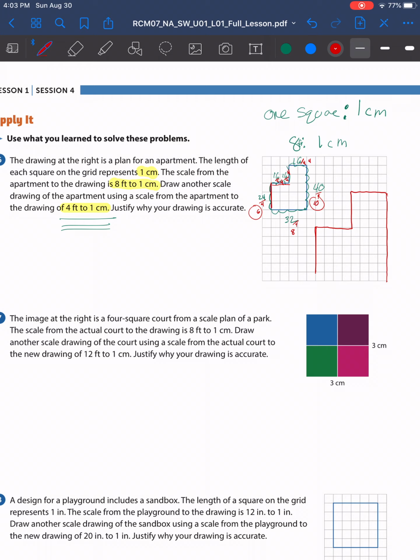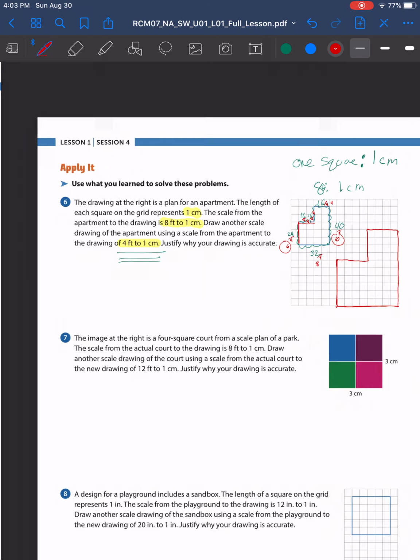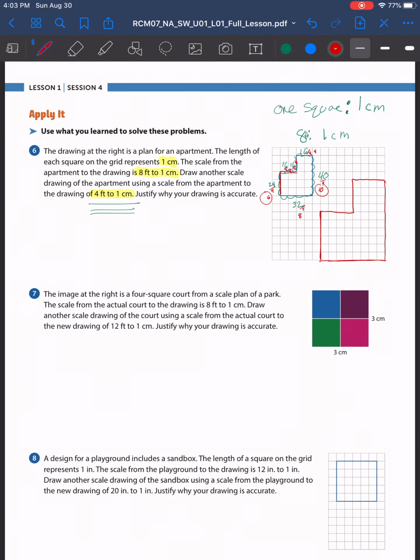Let's try that again. This should be 6. 1, 2, 3, 4, 5, 6. Ooh, I'm glad that I caught that. I missed one right there. And then this should be 8. 1, 2, 3, 4, 5, 6, 7, 8. Perfect. Okay. Now I'm going to justify why my scale drawing is correct.